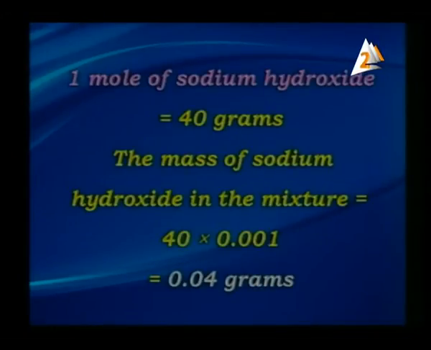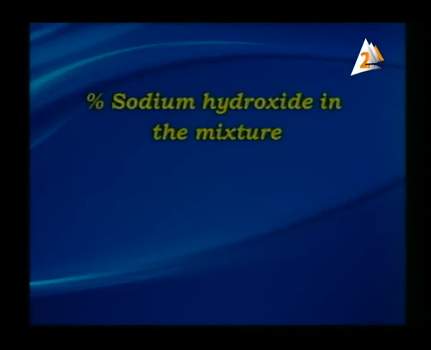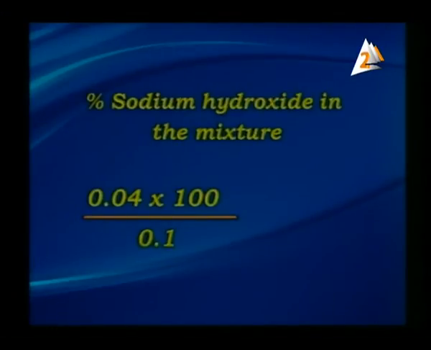Concentration for the piece. Let's go to the other part. We have 1 mole of sodium hydroxide equal to 40 grams by calculation. And the mass of the sodium hydroxide in the mixture is 40 times 0.001, so it equals 0.04 grams. Now we have the mass of sodium hydroxide in the mixture. Let's go to the main point. The percent of sodium hydroxide in the mixture will be 0.04 times 100, divided by 0.1.